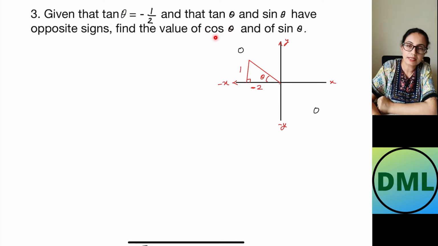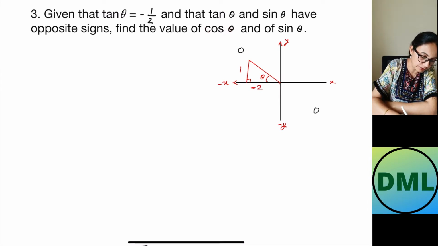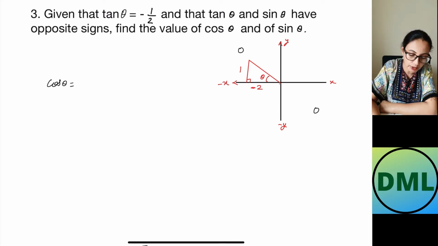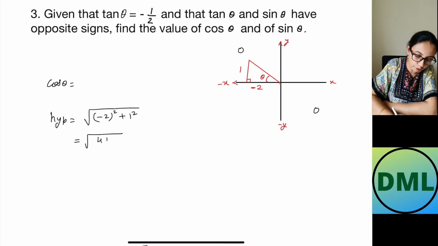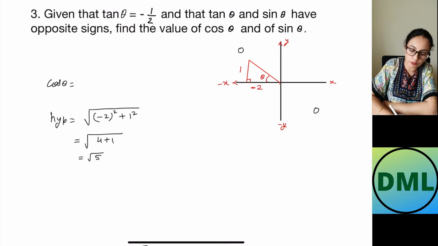I need to write down the answer for cos theta. Do you have the hypotenuse here? No, right? We don't have the hypotenuse. So I need to first find out the value for hypotenuse. Hypotenuse will be given by root of minus 2 the whole square plus 1 square, which will be equal to root of 4 plus 1, which is equal to root of 5. So hypotenuse is root 5. Let's write down the value here. It is root 5.